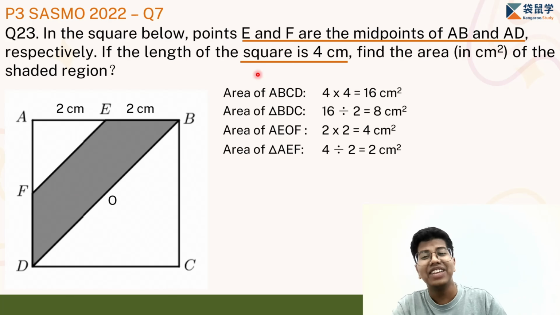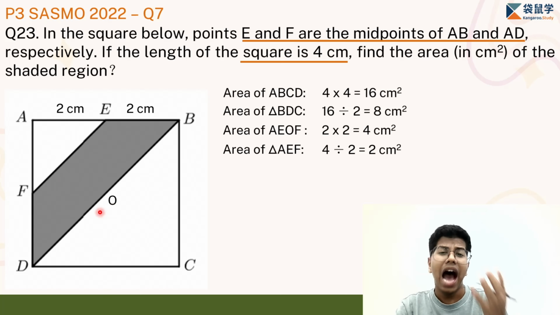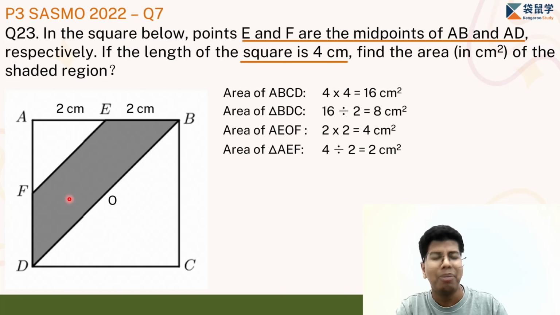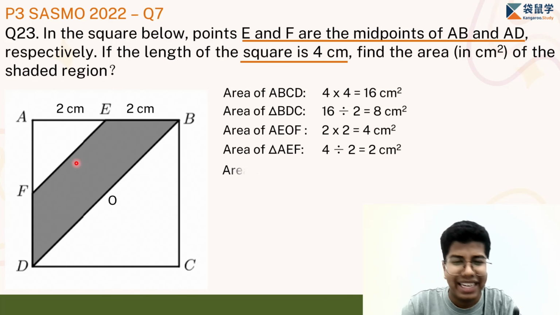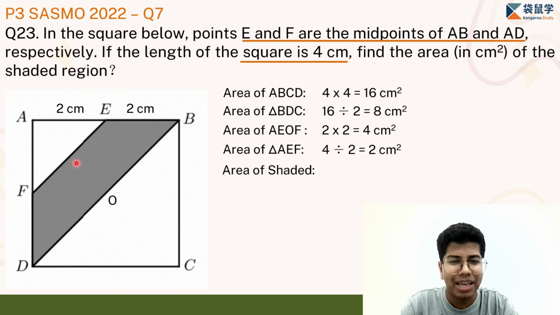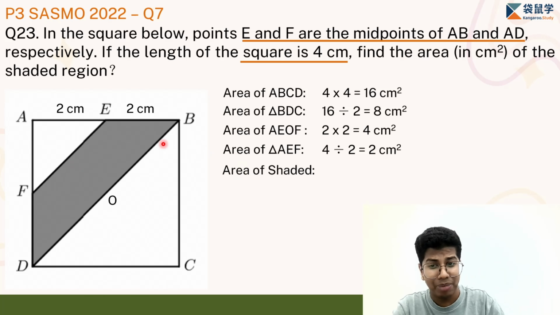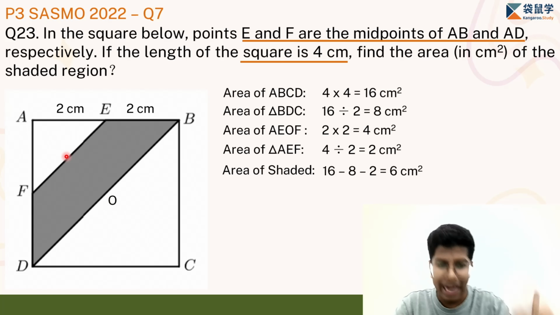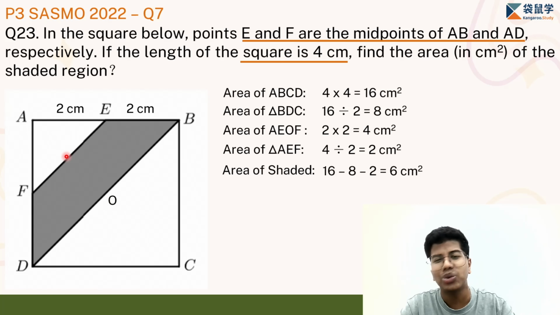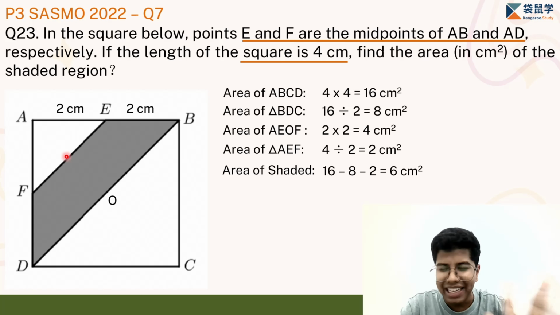Now, I have the area of the entire square, and I have the area of these two triangles. How do we find the area of the shaded part? Very simple. From the square, we just have to remove these two triangles. So, let's write it down. The area of the shaded part is nothing but the total 16, and from this I have to remove this 8 and this 2. So, I can write 16 minus 8 minus 2, which is 6 centimeter square.